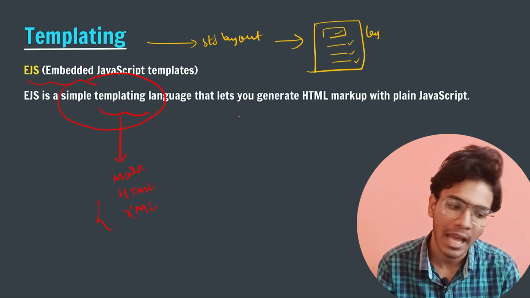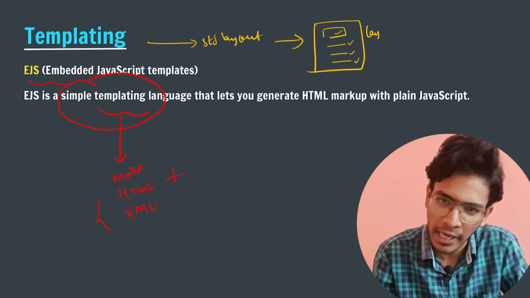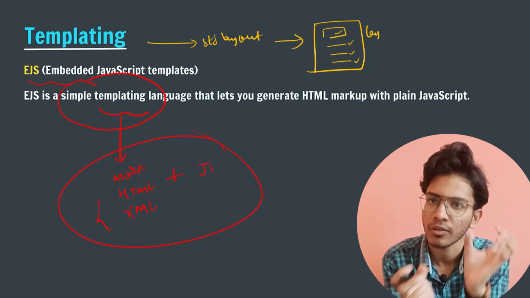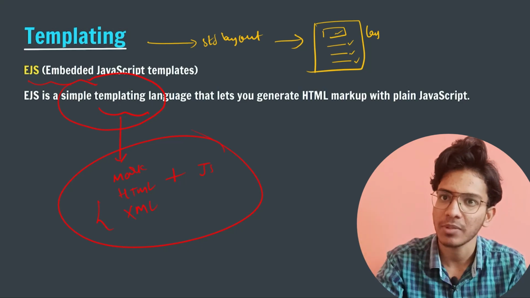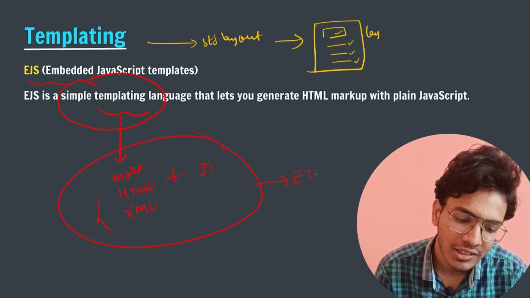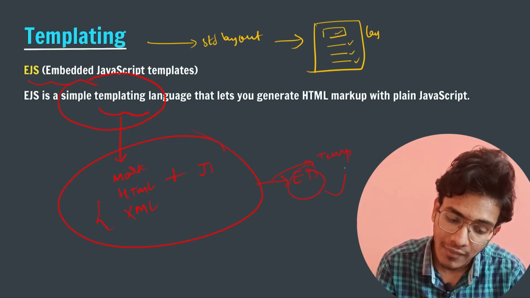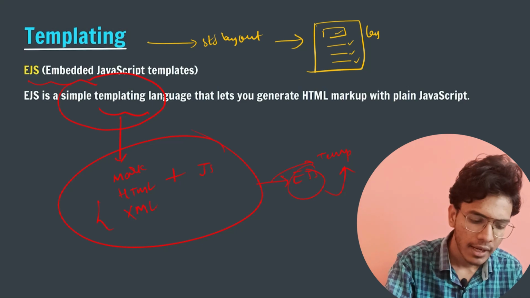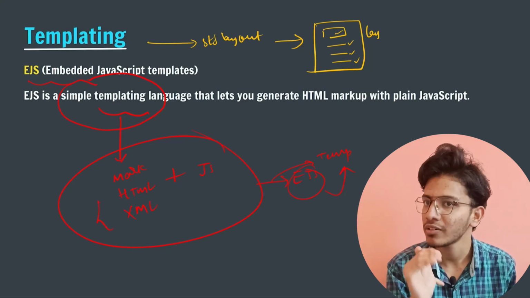In that markup language, if you include a programming language, that programming language right now we are using JavaScript. So if we include JavaScript into a static markup language, then that thing we call embedded JavaScript, or you can say a template. And using embedded JavaScript we can create our templating. Okay, understood? Now how we can download embedded JavaScript, EJS, in our system.